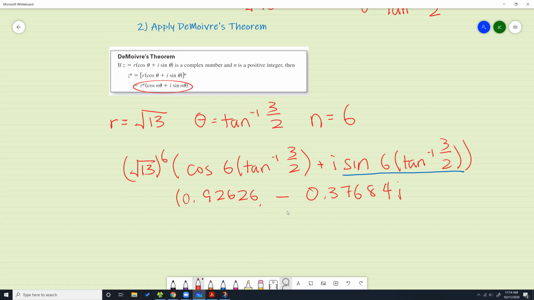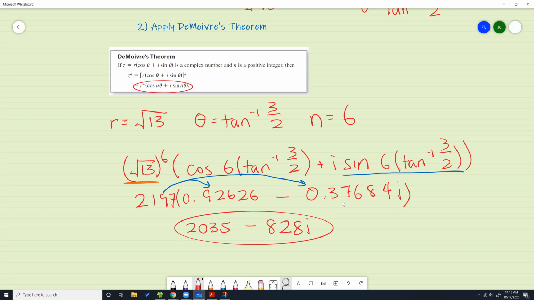So I don't need these parentheses. I'll just group it like that. And here, you can solve square root 13 to the 6th power, 2197. Okay, so then you distribute 2197 to the real and imaginary component, and end up getting 2035 minus 828i. And that will be the answer you're looking for.